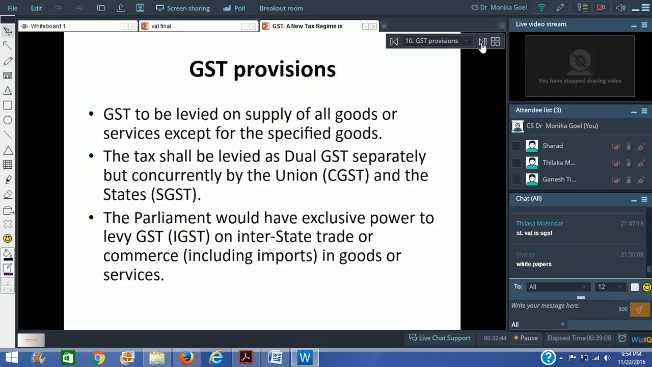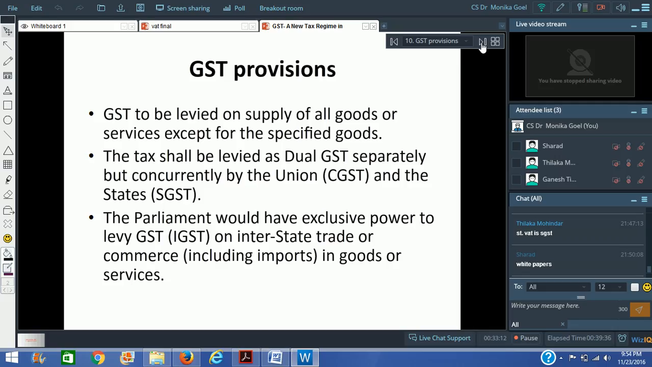In CGST, if I give you the basic structure, we are going to include all the central government levies. Whether it is excise or service tax, all of them will be called CGST. And in SGST, we are going to include all the state government levies, right? Whether it is VAT, entertainment tax or entry tax, all of them will be subsumed as SGST. I'll be discussing that later also.